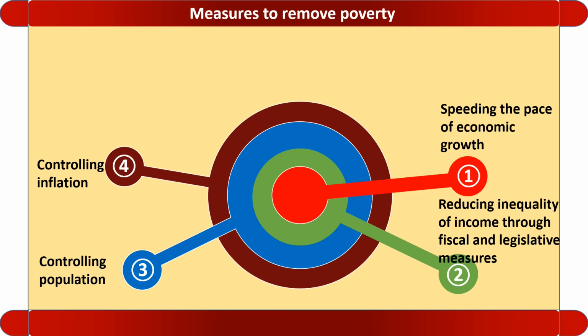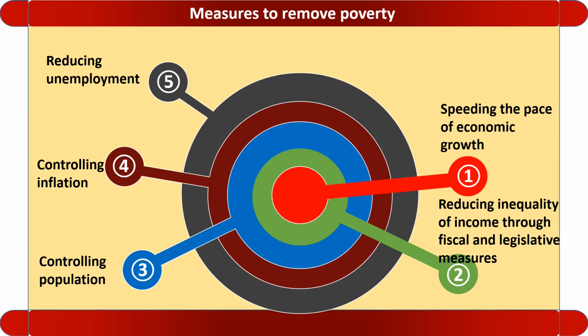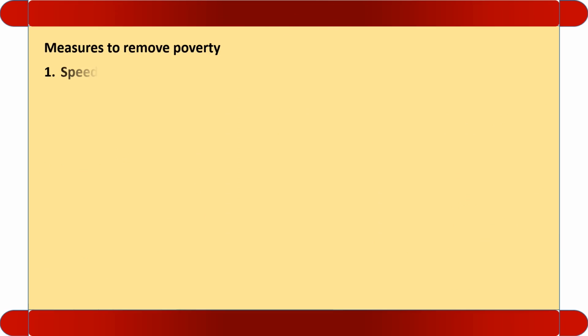The next is controlling inflation. Through fiscal and monetary policy, government frames policies to check inflation, and once the problem of inflation is solved, people will not be deprived of meeting the basic requirements of life. The next is reducing unemployment. By generating jobs and improving the earning capacity of the people, poverty can be solved. Now let us see all the measures in detail.